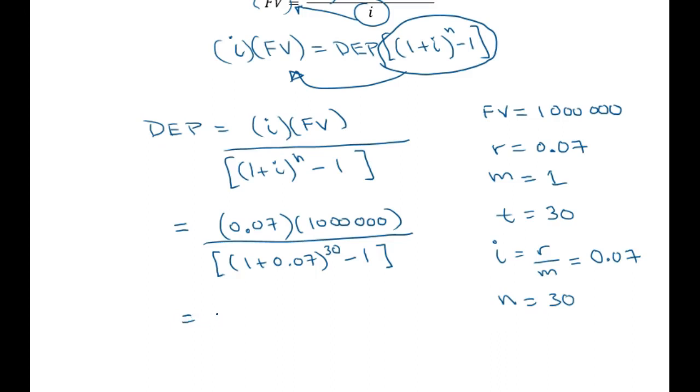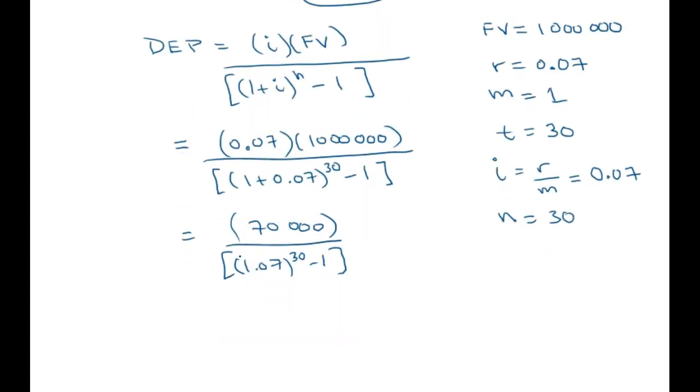So again, please check in your calculator, make sure that you're following BEDMAS carefully. So you should end up getting, if you do a few steps here, 70,000 divided by 1.07 to the exponent 30 minus 1. Please make sure that you work through this denominator part, or you put brackets in the right spot as you're doing it all in one go.